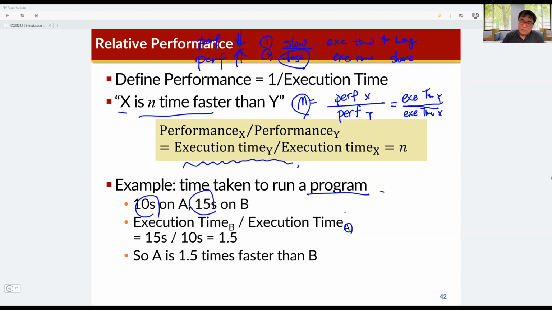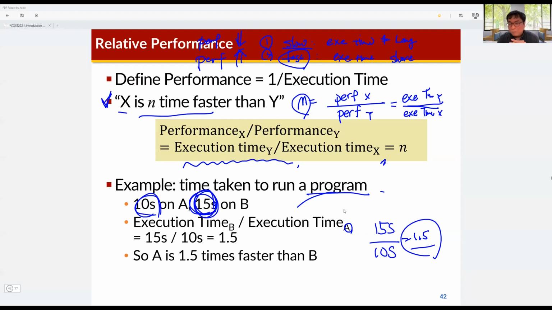If we compare the performance, then we can use this equation. 15 seconds, the execution time of computer B, over the execution time of computer A, is 1.5. So we can say a sentence like this: computer A is 1.5 times faster than computer B. It's easy, right?